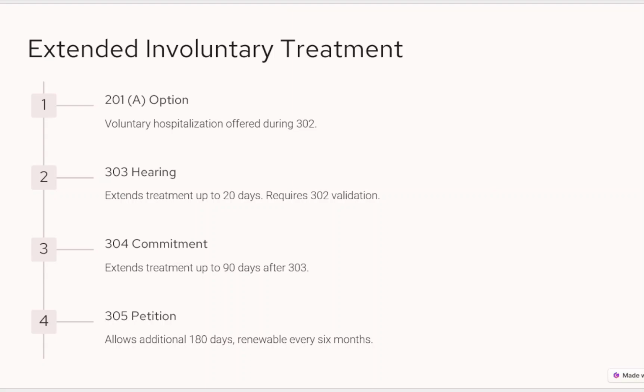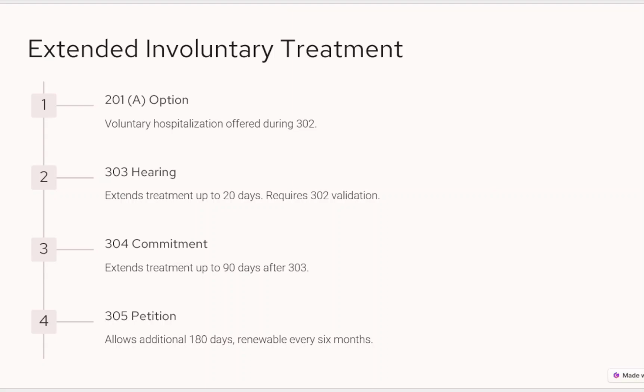With a 303 hearing, the goal is to extend involuntary treatment for up to an additional 20 days. To grant a 303 commitment, the 302 commitment must first be validated. The petitioner for the 302 will be required to testify at the 303 hearing, providing justification for the initial 302. Once the 302 commitment is validated, the treating facility will also provide testimony, and the mental health review officer will determine whether continued involuntary treatment is warranted. If the 302 petitioner fails to appear at the 303 hearing, the commitment may be dismissed.